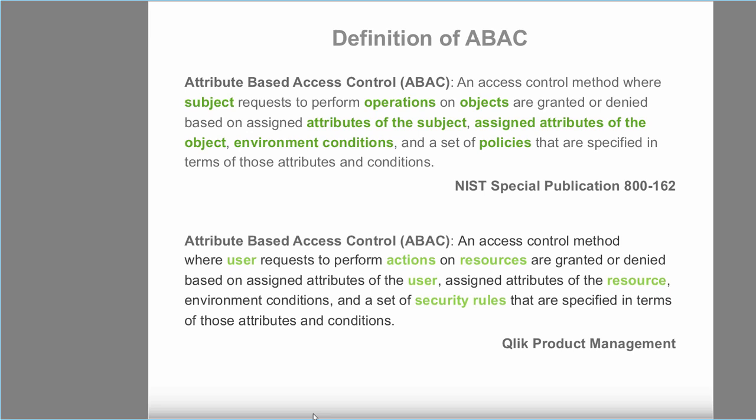The way we like to think about it from a Qlik perspective is attribute-based access control is an access control method where a user requests to perform actions on resources and are granted or denied based on the assigned attributes of the user, assigned attributes of the resource, environment conditions, and a set of security rules that are specified in terms of those attributes and conditions. So when we talk about a user, it is someone who goes in and logs into QlikSense. Actions would be drag and drop capability, the ability to create new sheets, to publish those sheets so that other users can access them, to create stories and share stories with people.